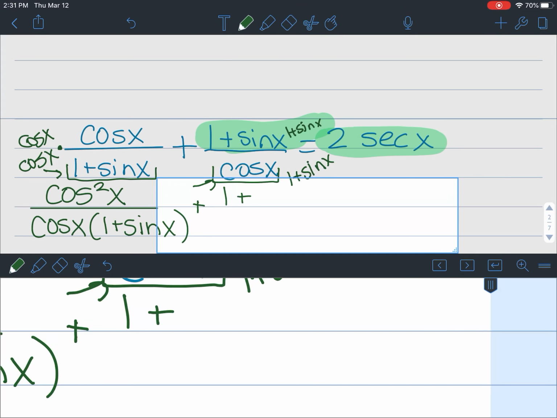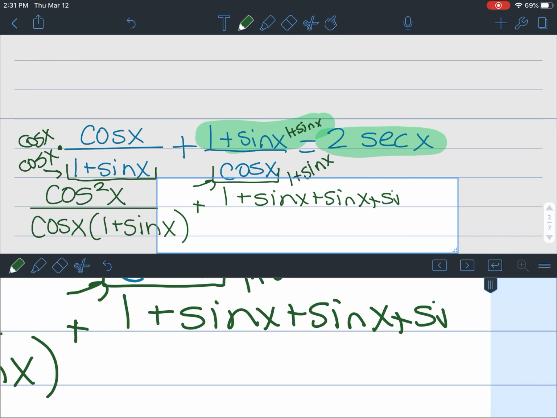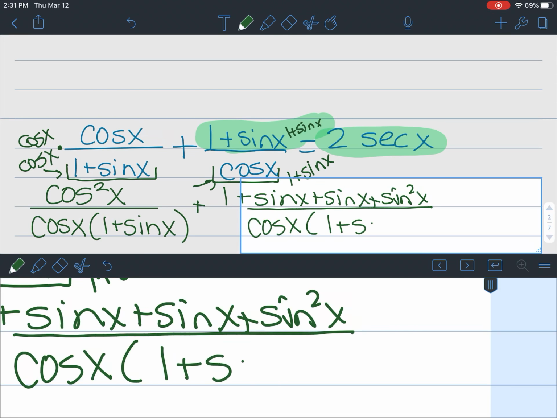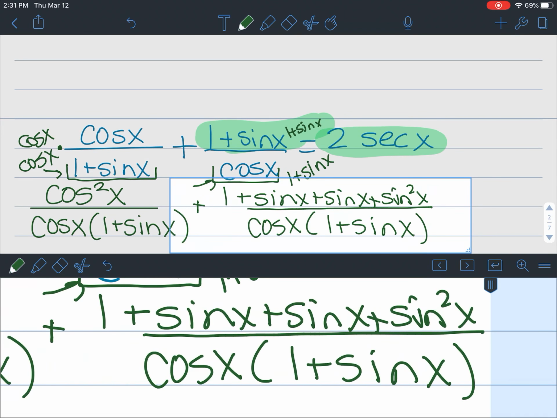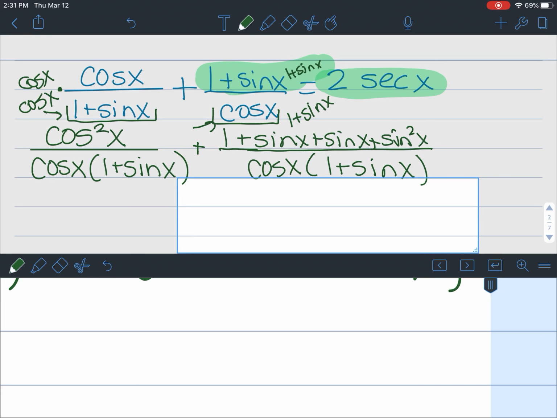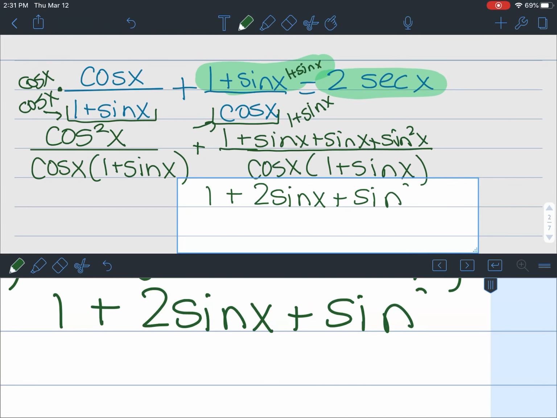So that's going to be 1 plus sine x plus sine x plus sine squared x. And all that is over cosine x times 1 plus sine x. Kind of a mess. There we go. Now I can clean up this fraction quite a bit. I can take the two sine x's, I can add them together for a 2 sine x. So I'm going to do that right here. Going to leave the other stuff the same.